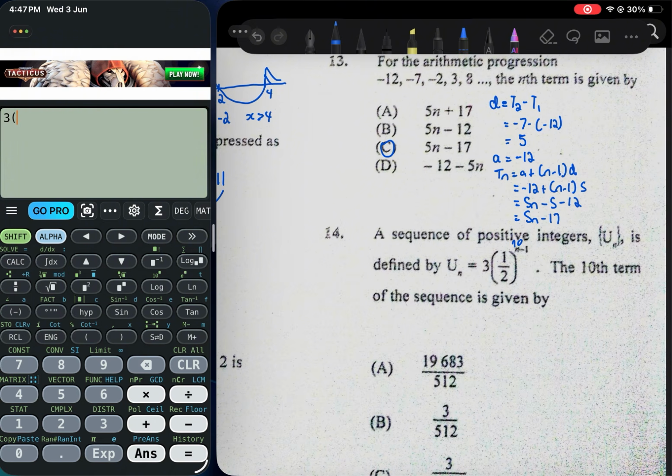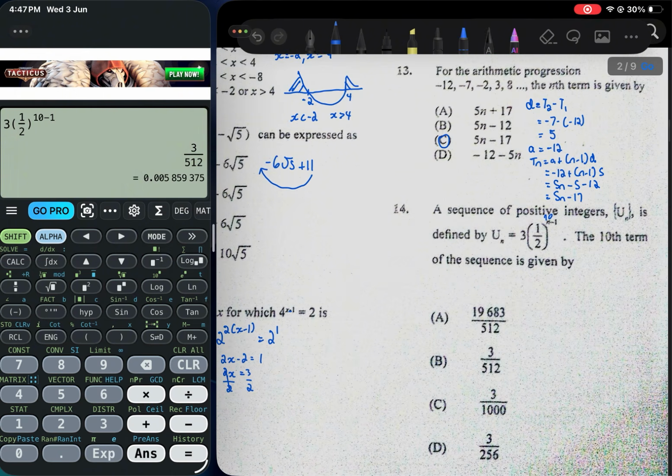3 times a half to the power of 10 minus 1. I'm going to get 3 over 512, which is an option.